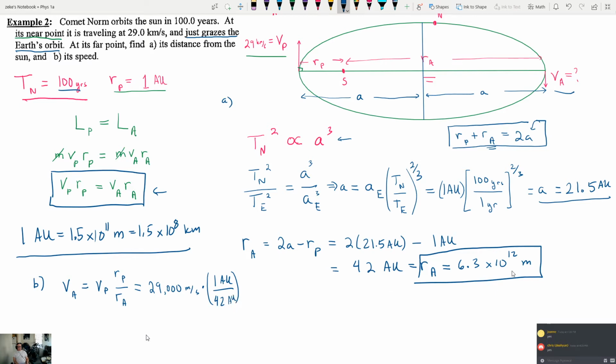I don't know why I was thinking I needed to convert this. I guess you'd have to convert this if you were going to use energy. That would be the reason why. And I have done this before where we did that, so that makes sense. Okay, so then VA ends up being equal to 29,000 divided by 42.